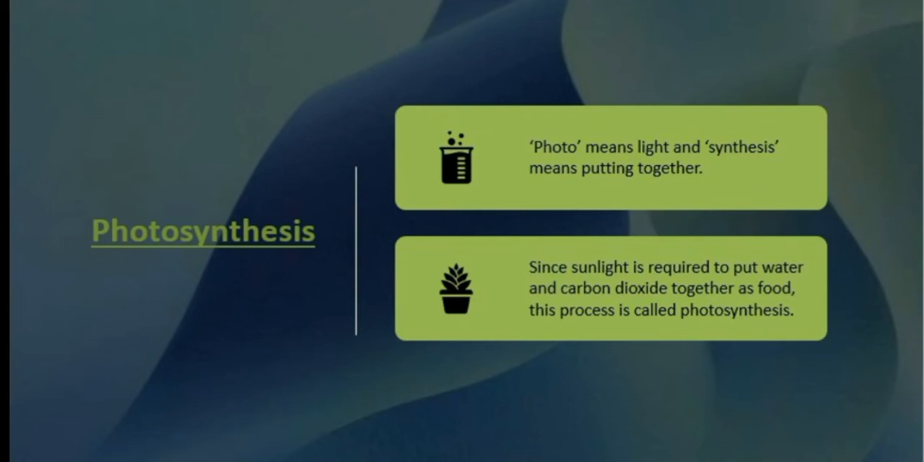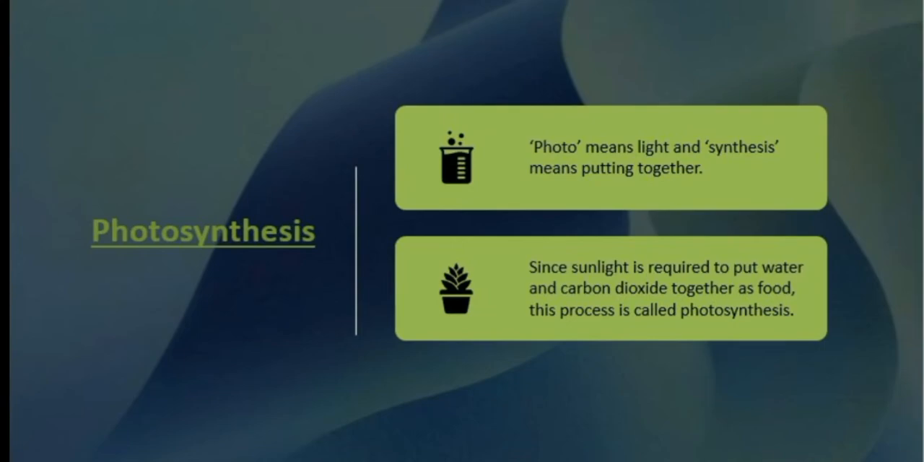In the word photosynthesis, photo means light, and here we are talking about sunlight, and synthesis means putting together. So, since sunlight is required to put water and carbon dioxide together as food, sunlight helps to change air and water into food, and it is stored in the form of starch in the plants. This process of making food by the plants is called photosynthesis.